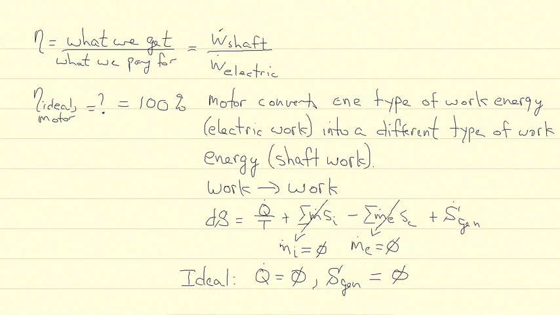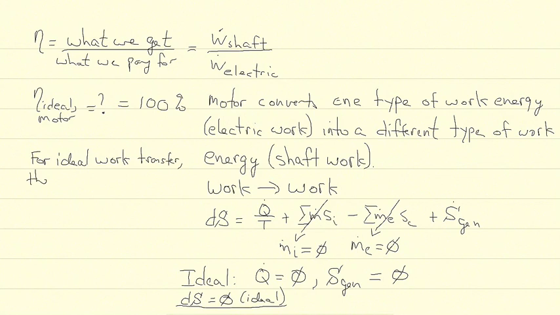So with these two terms equal to 0, when we look at our second law equation, what we see is that for the ideal situation, dS is equal to 0. This is an important concept, because what that means is that for ideal work transfer, there is no entropy transfer or no entropy change.